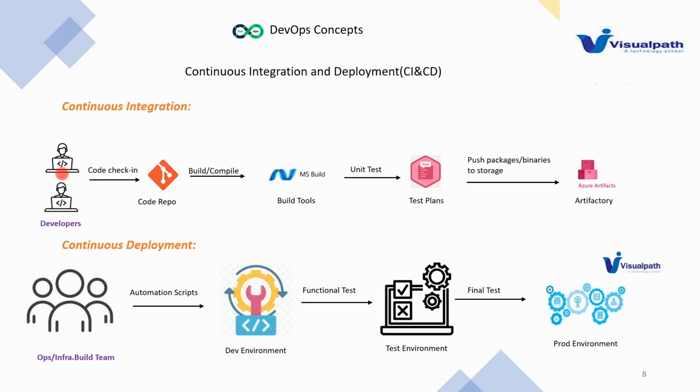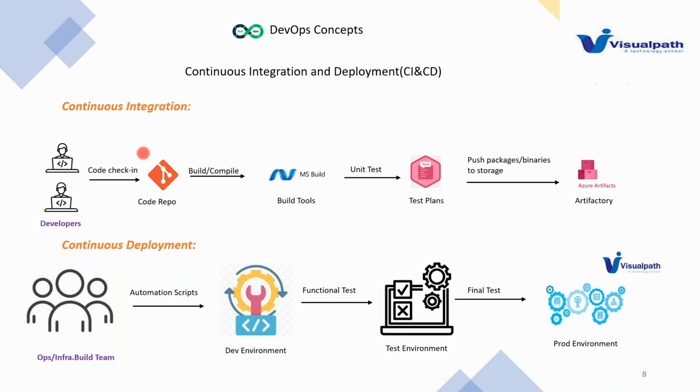Once the code is pushed, it will automatically trigger the build step and unit test, and then immediately trigger the release pipeline, and it will push the artifacts to the target environments without any manual intervention. That is what will be called continuous deployment.